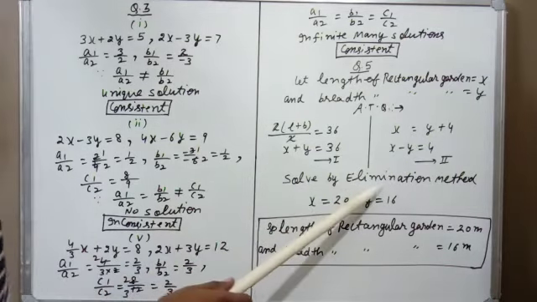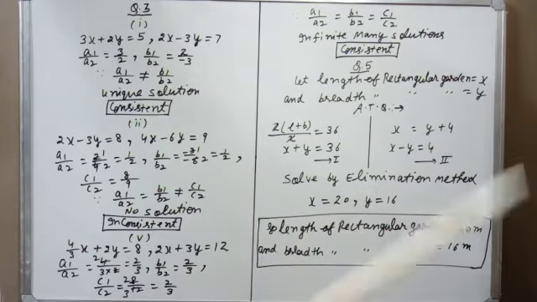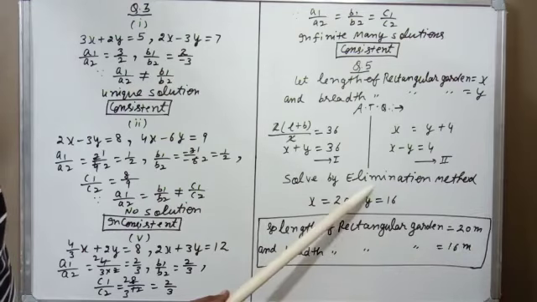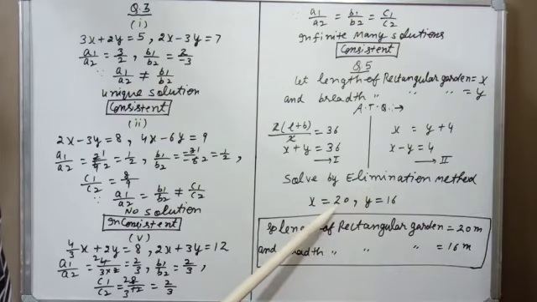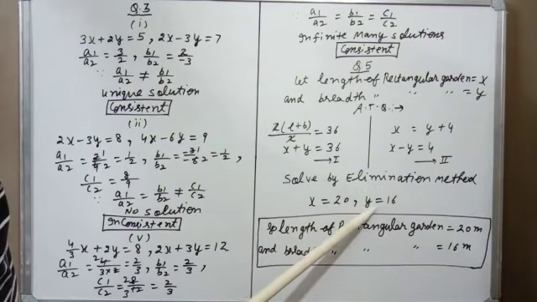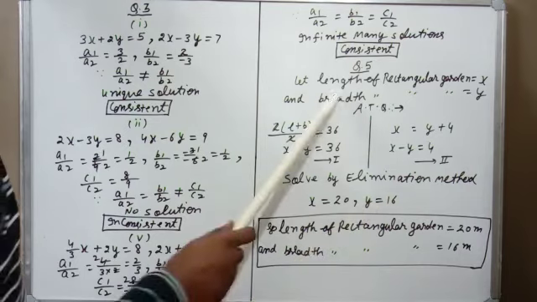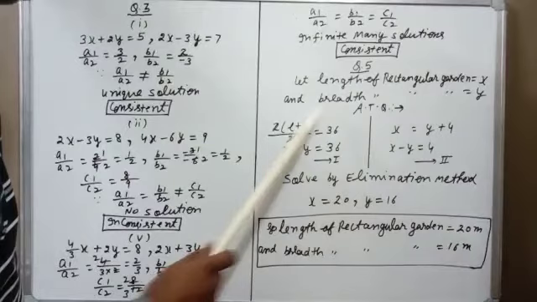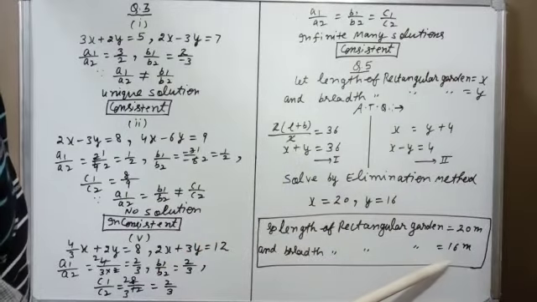So let us solve these two equations by the elimination method. No need to apply the graphical method here because it is not written in the question. So it's your choice. So let us solve the question by the elimination method. We will get x equal to 20 and y equal to 16. So x means the length of the rectangular garden is 20 meter. y means the breadth of the rectangular garden is 16 meter.